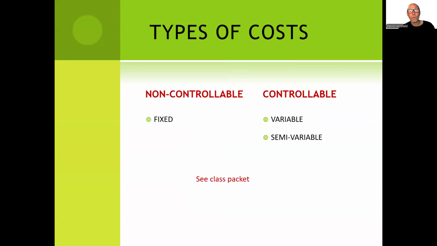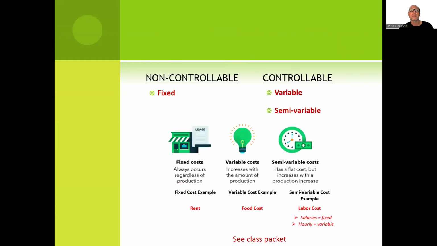Now, you can control whether you make the decision to start that fixed cost, but once you start it, it's fixed, it stays the same. Under controllable, we have what's called variable and semi-variable costs. And there's more information and reading in the class packet that helps understand and explore variable and semi-variable costs. But we're going to take a look. So we've got non-controllable fixed costs, and we've got controllable variable and semi-variable costs.